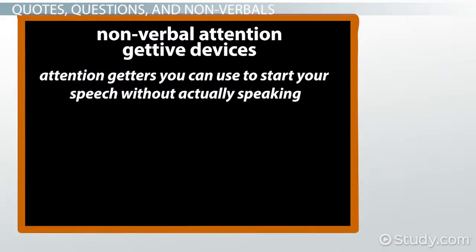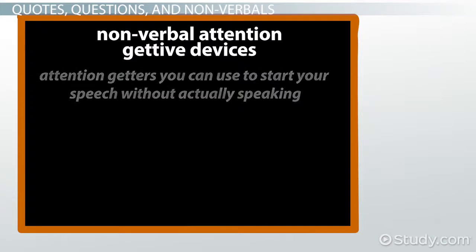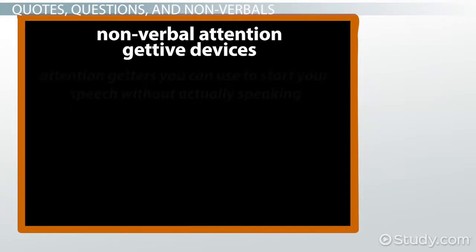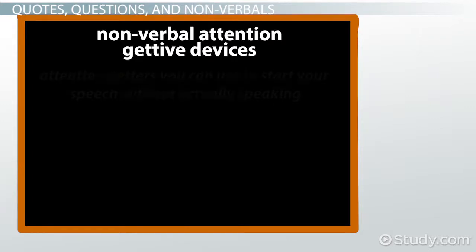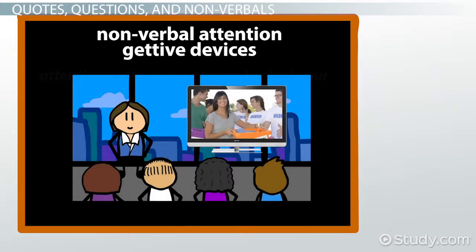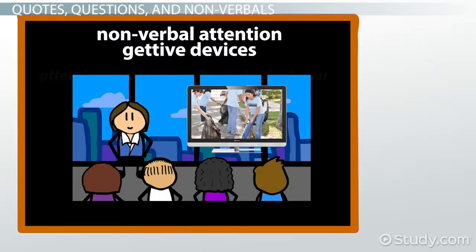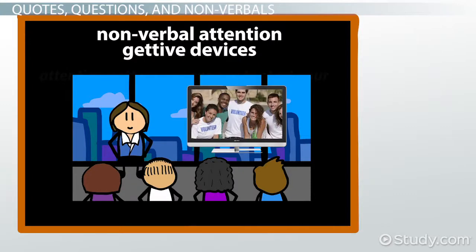Nonverbal attention-getting devices are attention getters you can use to start your speech without actually speaking. These can range from a variety of things, from a demonstration of an action for a speech to showing a video. There are a wide range of attention-getting devices you can use in your speech. However, be careful, these attention-getting devices must be relevant to the speech. If an action or a video only slightly relates to the speech, it will just confuse your audience rather than clarify. Sometimes it is better to be safe than sorry when it comes to using attention-getting devices. An example of a nonverbal attention-getting device that Megan can use is a video of a volunteer sharing his or her experiences with volunteering, or a compilation video of volunteers in the field.